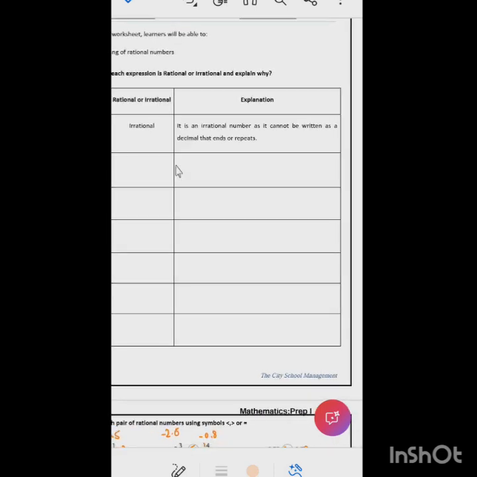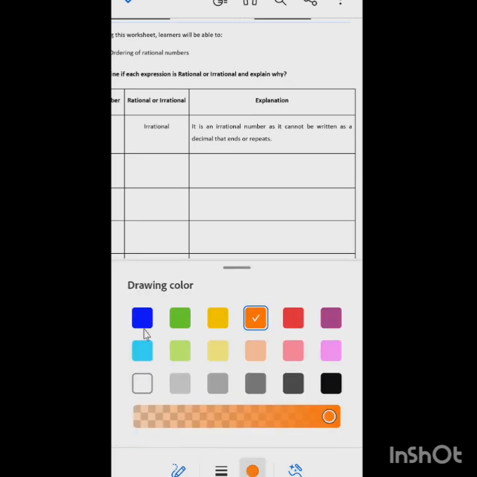So rational or irrational? It's an irrational number. And the explanation is, it is an irrational number as it cannot be written as a decimal that ends. That ends means it keeps going on, they are saying it's not terminating. And that repeats. Repeats means it's recurring, not recurring. So that is what it means, that pi is not terminating or recurring. So pi is an irrational number.